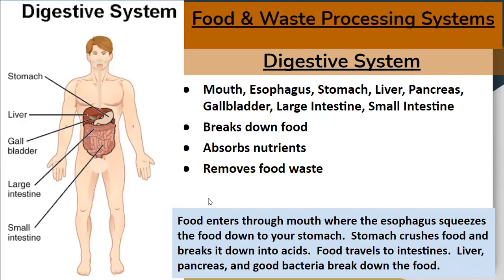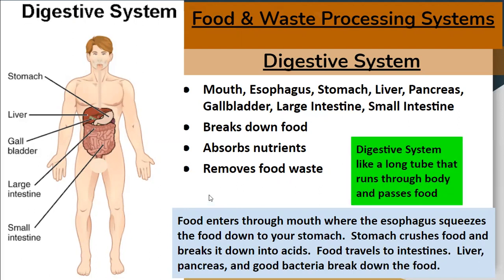Food enters through the mouth, where the esophagus squeezes the food down to your stomach. Your stomach then crushes the food and breaks it down into acids. Food will then travel to your intestines. Your liver and your pancreas and good bacteria will break down the food. The digestive system is like a long tube that runs through your body and passes food along all the way through your body.